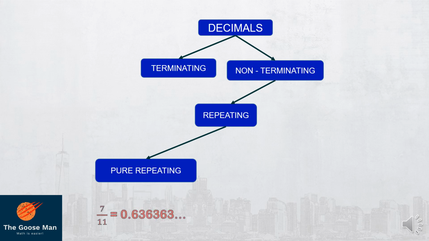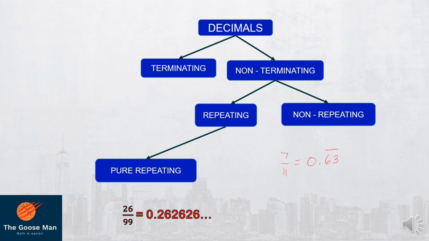Say for instance, I have 7 over 11 is equal to 0.636363 infinitely, or I can rewrite 7 over 11 as 0.63 with a vinculum or bar over the digits 6 and 3. Another example is 26 over 99, which is the same as 0.262626 infinitely, or I can rewrite 26 over 99 as 0.26 bar.